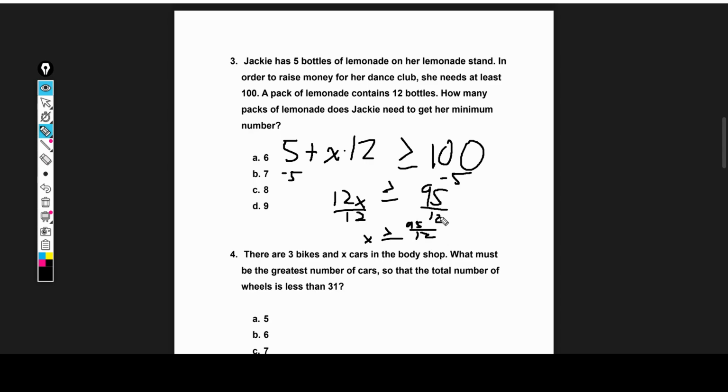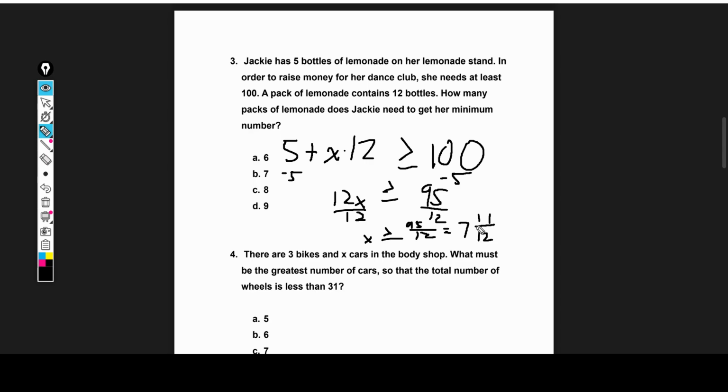And now 95 over 12 is a fraction. It cannot be reduced to a whole number. So it's obviously not normal to be buying a fractional number of packs. So we're going to find the smallest whole number that's greater than this fraction. So one way of doing this is we can convert this to a mixed number. And so how many 12s can go into 95 at the most? Well, that will end up being 7 12s. 7 times 12 is 84. So we end up with 7, and then 95 minus 84 is 11. So we end up with 7 and 11/12, which means x is greater than or equal to 7 and 11/12.